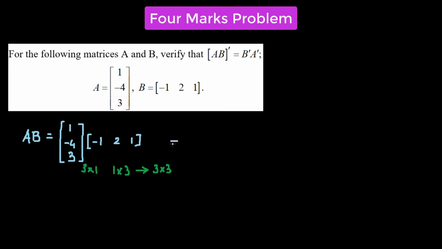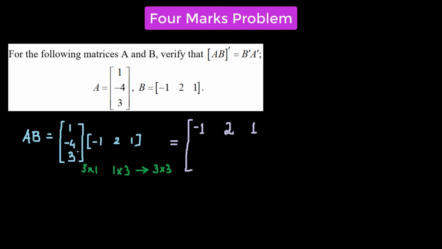So this is equal to, in order to find the first element, we consider the element in the first row of matrix A and multiply it by the element in column number 1 of matrix B. So 1 times negative 1 is negative 1. Then to find the next element in the first row, we take the element in the first row of matrix A and multiply it by the element in the second column of matrix B. So 1 times 2 gives us 2. Similarly, we multiply 1 with 1, so that gives us 1.